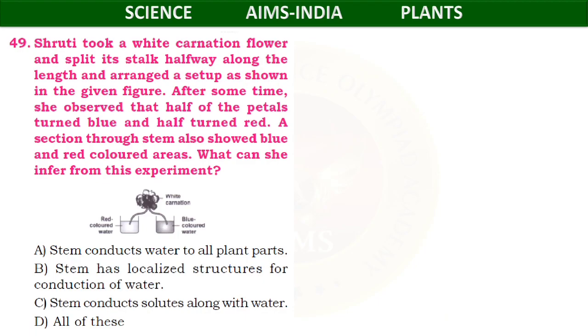Now 49th question, children. Shruti took a white carnation flower and split its stalk halfway along the length and arranged a setup as shown in the given figure. After some time, she observed that half of the petals turned blue and half turned red. A section through the stem also showed blue and red colored areas. What can she infer from this experiment?